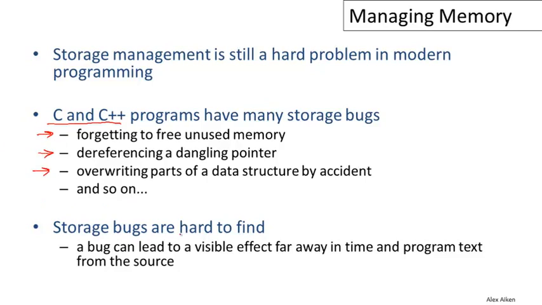And these bugs are really hard to find, and I want to emphasize that. These kinds of bugs are often some of the very, very last bugs to be found in complex systems. They often persist into production, and sometimes for a very long time after the code is in production use. And why is that? The reason is that storage bugs typically have effects that are far away in time and space from the source. So how can that happen?